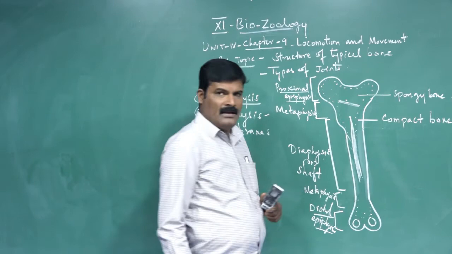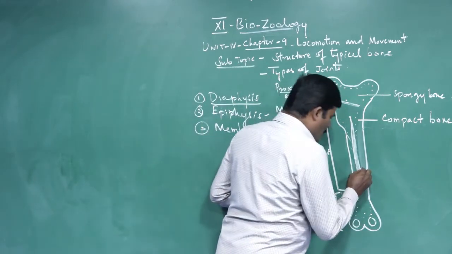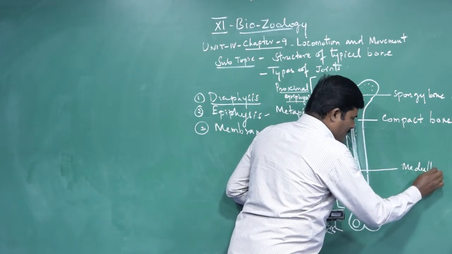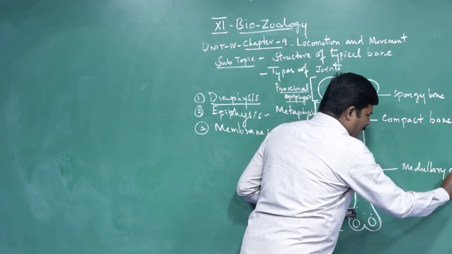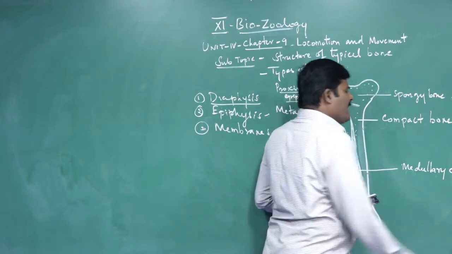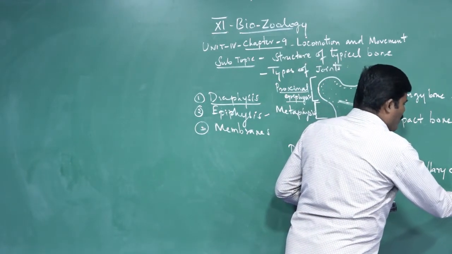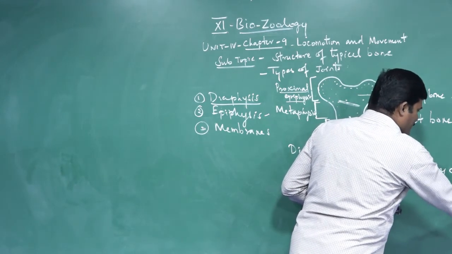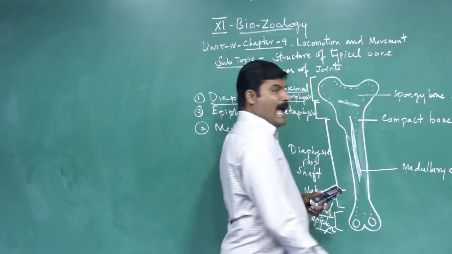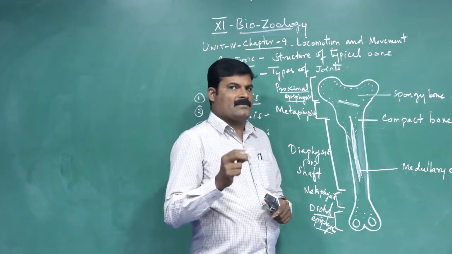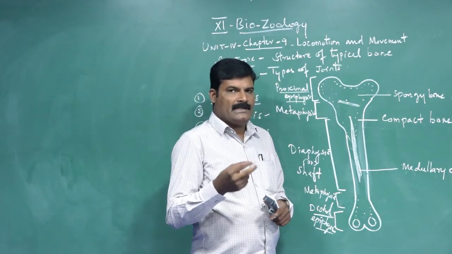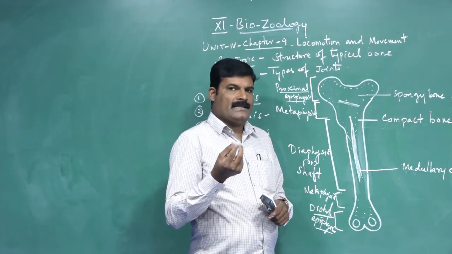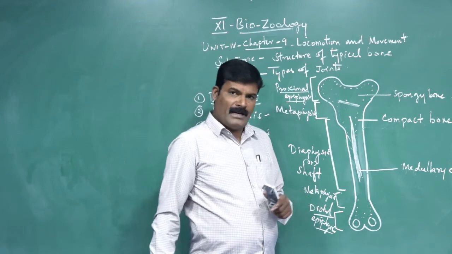So that is the collar of the compact bone, which forms thicker and longer, which surrounds the central medullary cavity. This is called a medullary cavity. The medullary cavity is otherwise called a marrow cavity. Marrow means what? A matrix, bone matrix. That is red bone marrow. Marrow means matrix, or it is a substance present in the middle.